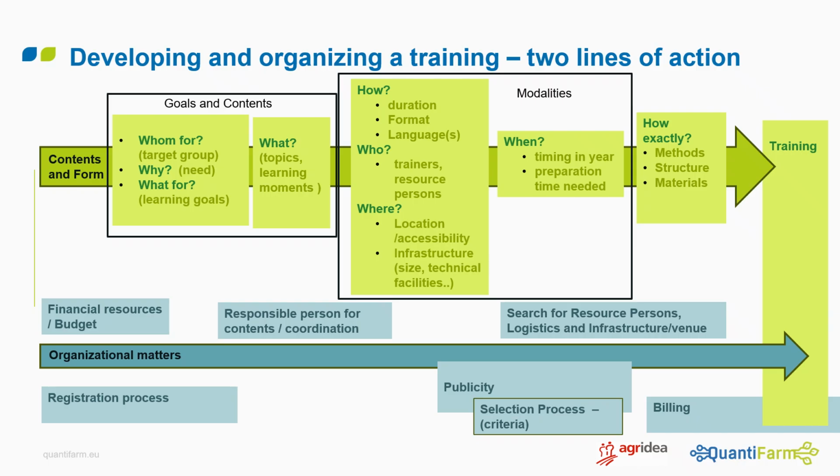The green line starts with 3 questions that are all related to the needs of the target group. So first of all, you ask yourself, who is actually the target group? Who needs that training? Then why do they need it? What is their need? And what for do they need the training? Or in other words, what are the learning goals? Now, once you have defined those learning goals, you'll be able to define the rough outlines, contents, or topics to cover, and the learning opportunities you want to offer in that training.